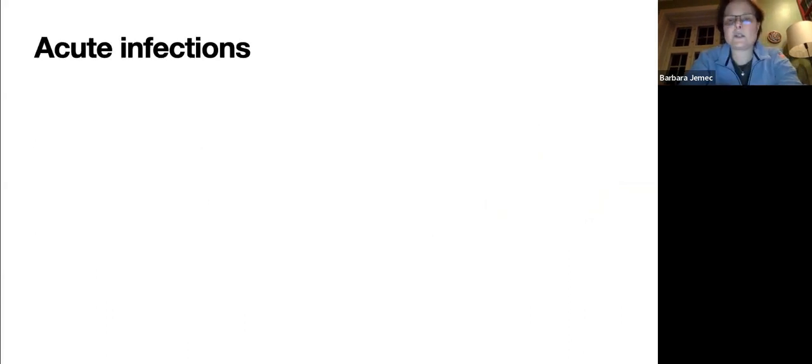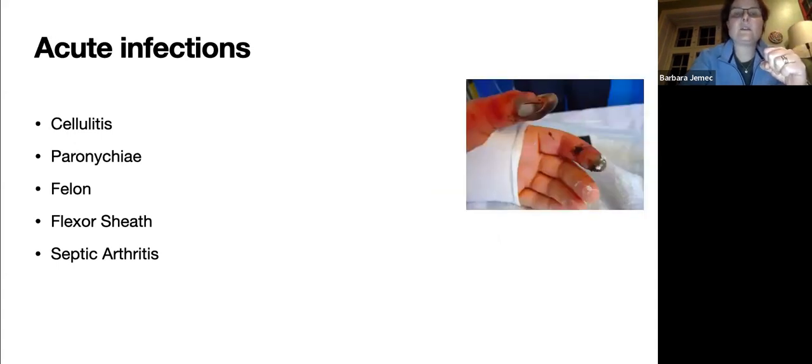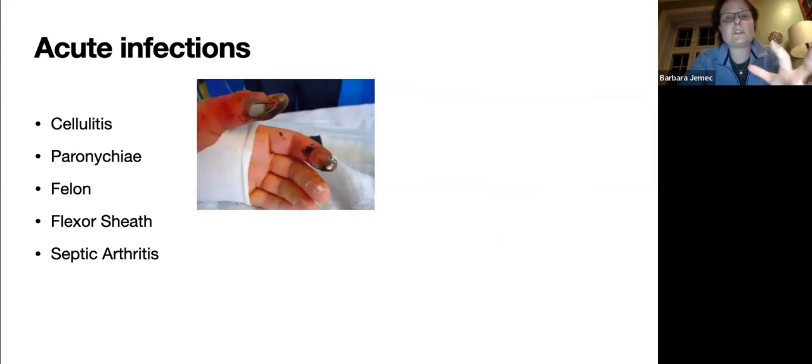So let's talk about acute infections. There are different ones. There is cellulitis, which is an infection of the skin of the hand. There is no abscess. You treat it with antibiotics, physiotherapy, hand therapy, and a resting splint. You've got paronychia, which is usually treated with incision and drainage. It's very painful. Then you've got felon abscesses, which is exemplified by the thumb here.